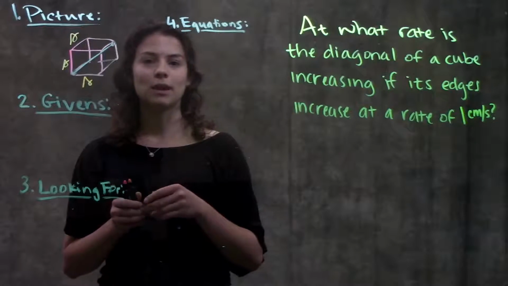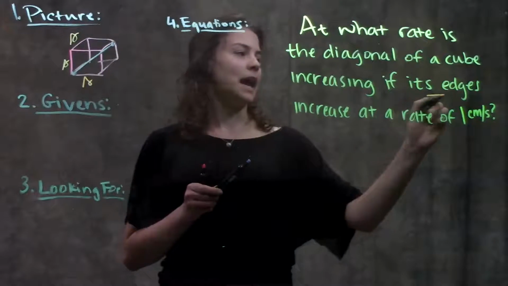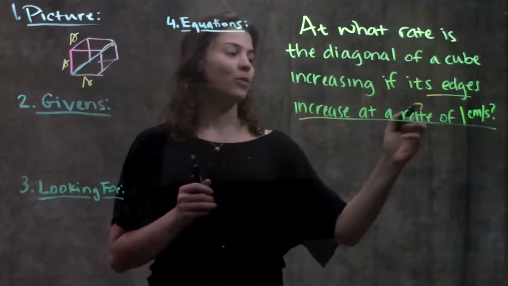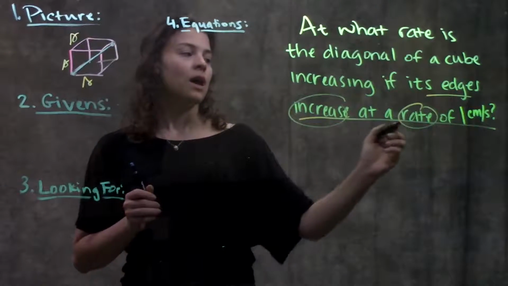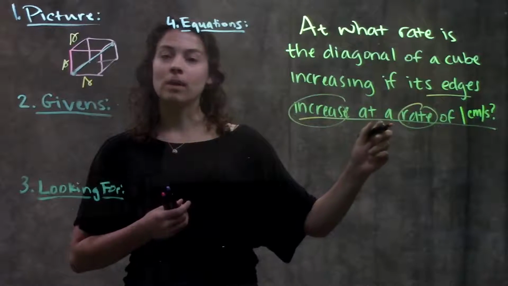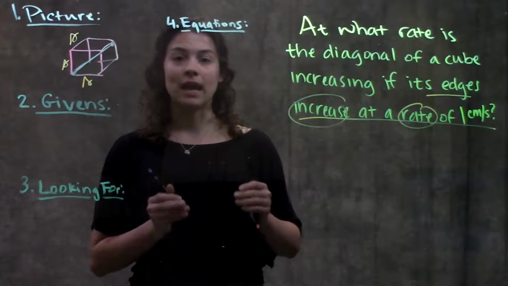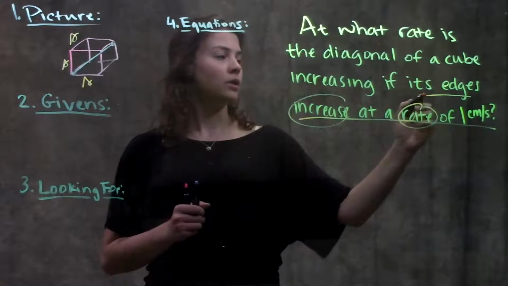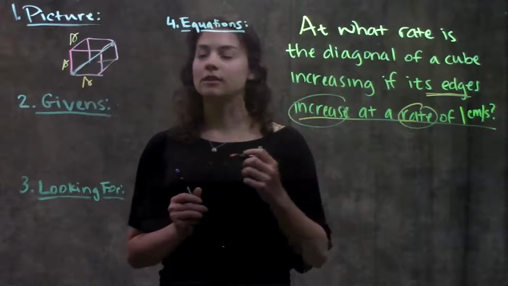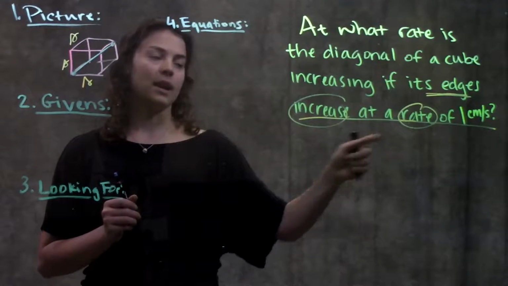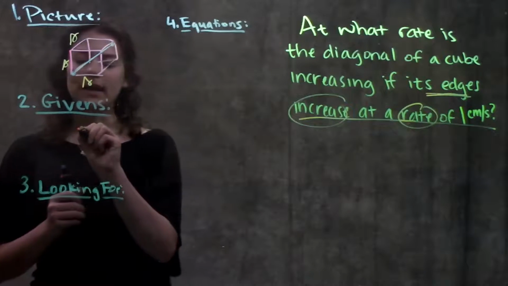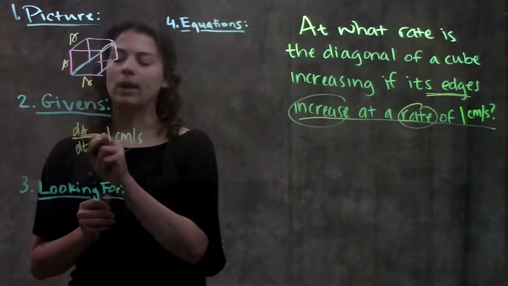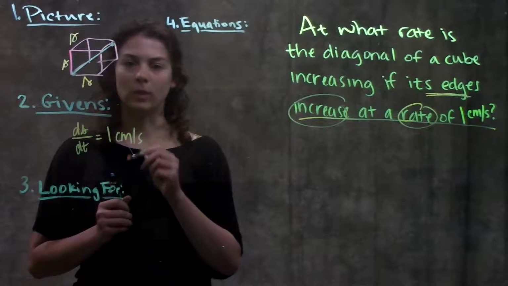This problem, they really only give me one given, and that's that the edges are increasing at a rate of 1 centimeter per second. Whenever I see the word rate or increasing, rate makes me think derivative, because remember, the derivative is just the rate of change at a specific point. And what rate or what derivative are they talking about? Well, they're talking with reference to the edges. So they're telling me the edges are increasing at a rate of 1 centimeter per second. I can write that as ds over dt equals 1 centimeter per second. The rate that the sides are changing with respect to time is 1.